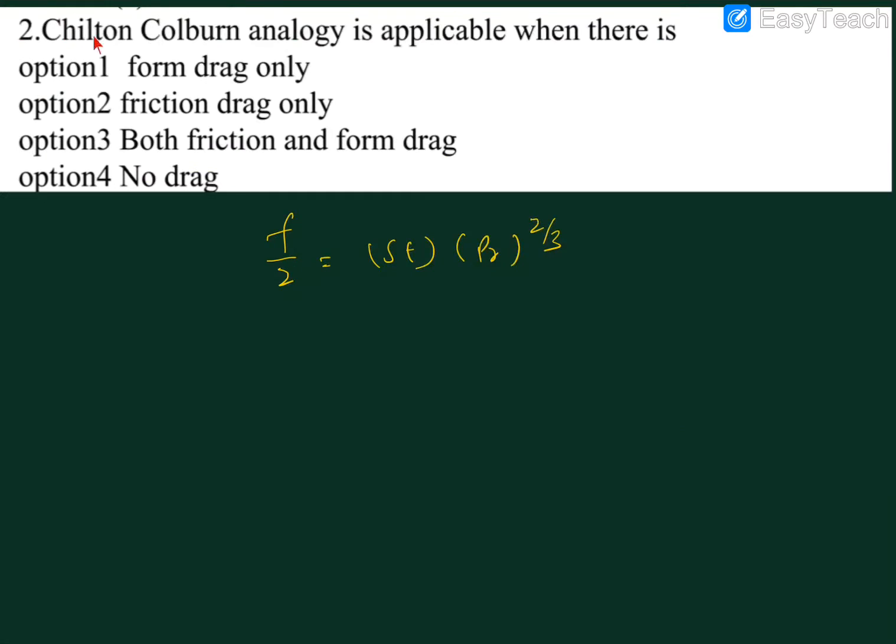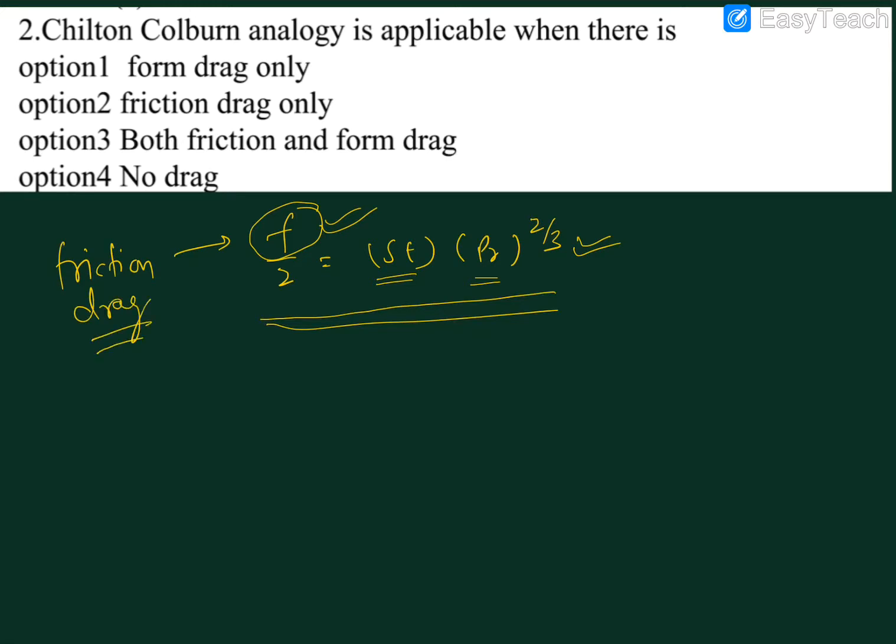The question is, Chilton-Colburn analogy is applicable when there is. So here is the relation of the Chilton-Colburn analogy, where F is the friction drag, which is equal to Stanton number and Prandtl number raised to the power 2 by 3. So in this equation, this is only a friction drag. This is called friction drag.